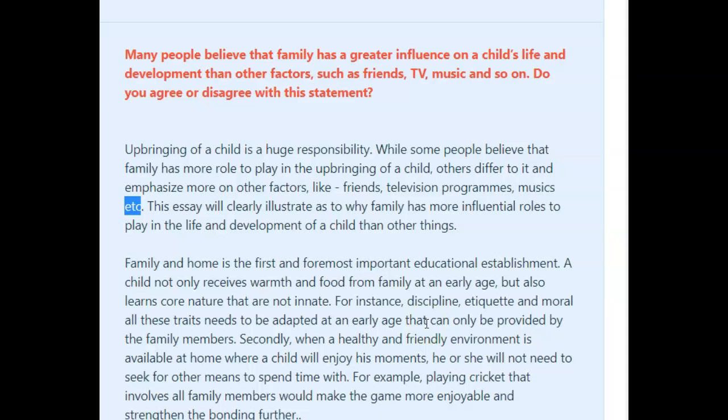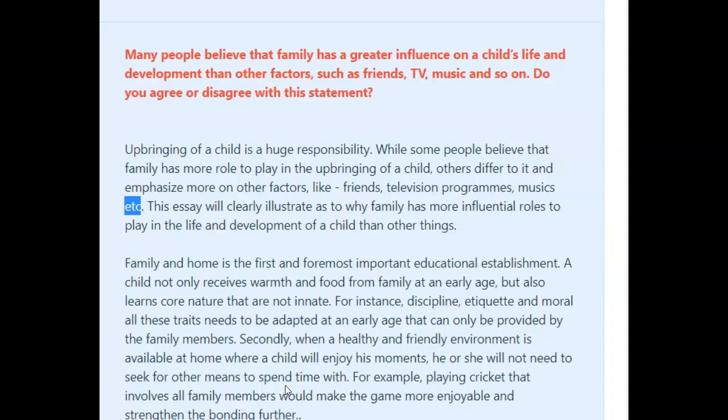Okay, here you want to tell us why. Why can only family members do this for us? Okay, you have to go a step further in your description. Secondly, when a healthy and friendly environment is available at home where a child will enjoy his moments, he or she will not need to seek, no, that doesn't make sense. You don't seek means to spend time with. Will not seek other things to spend his time. I mean, something like that would be better here.